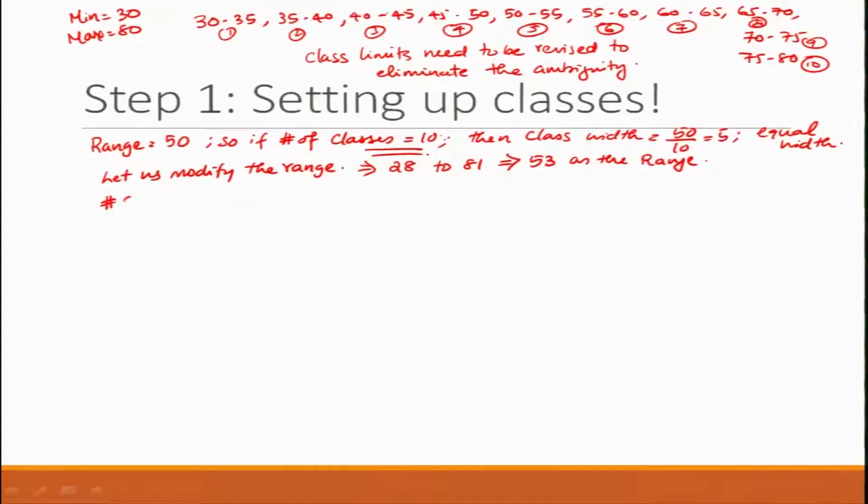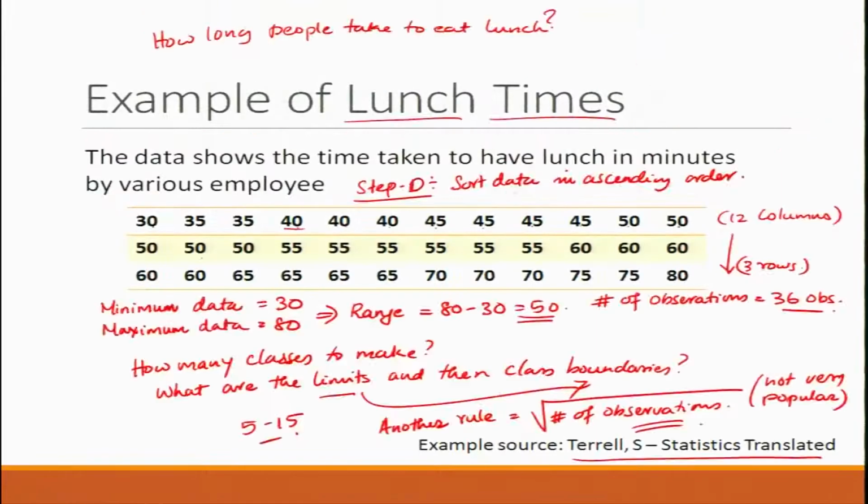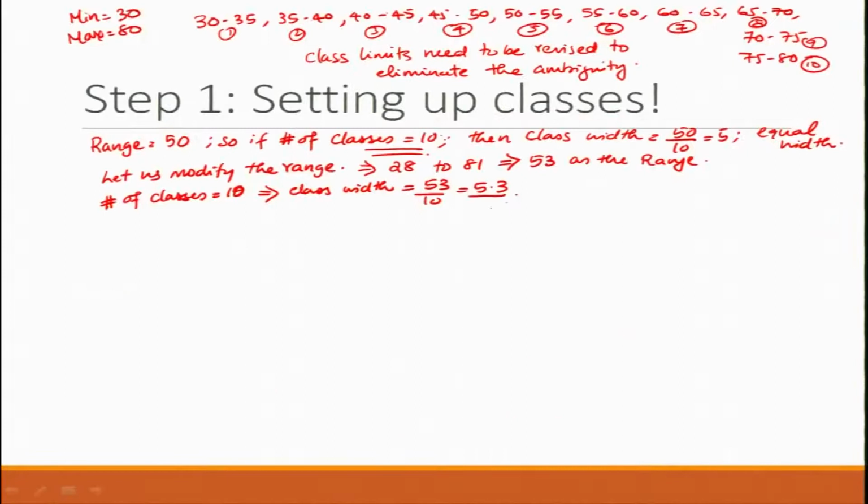Number of classes is equal to 10, which implies class width equals 53 by 10, equal to 5.3. Since you have a decimal point and every data value here is a whole number without any decimal point, by using this decimal point you can eliminate this ambiguity. So, now with this you can have new classes.